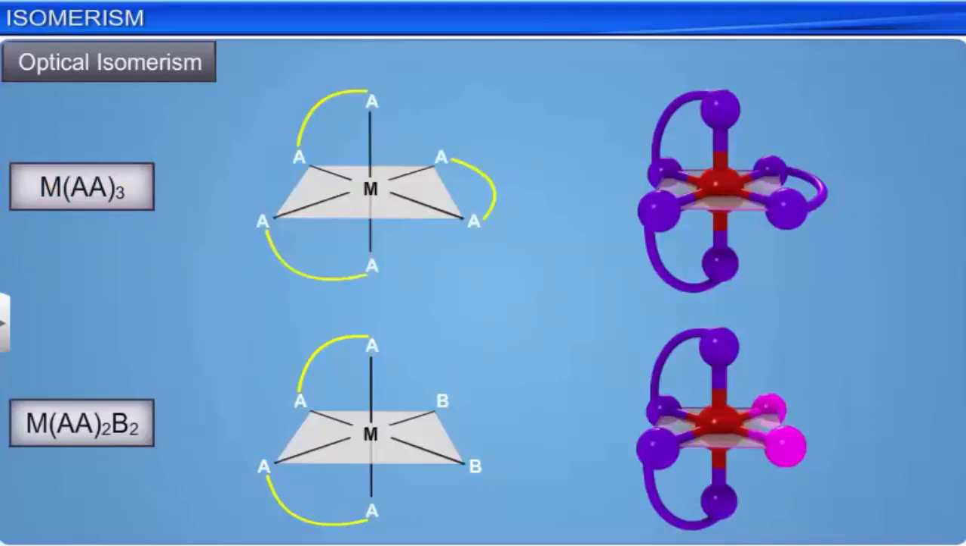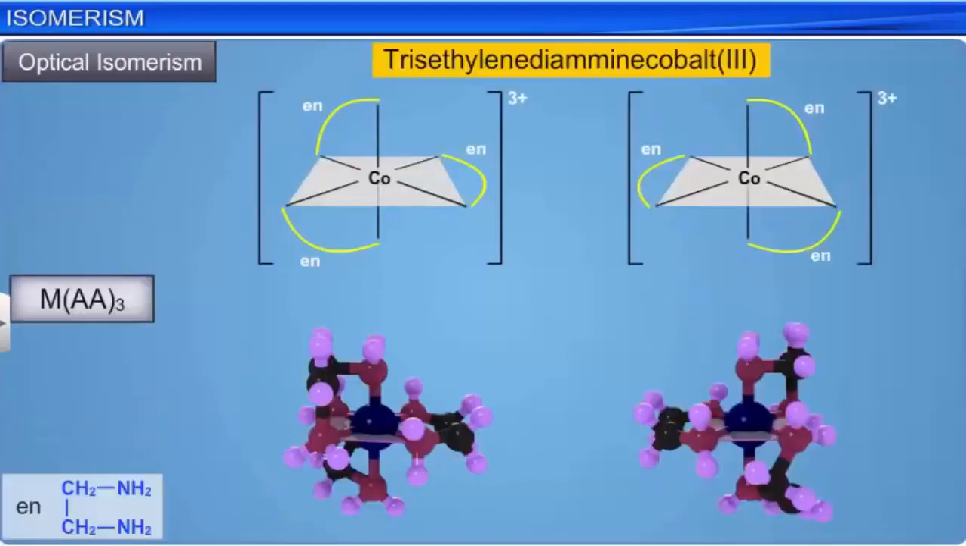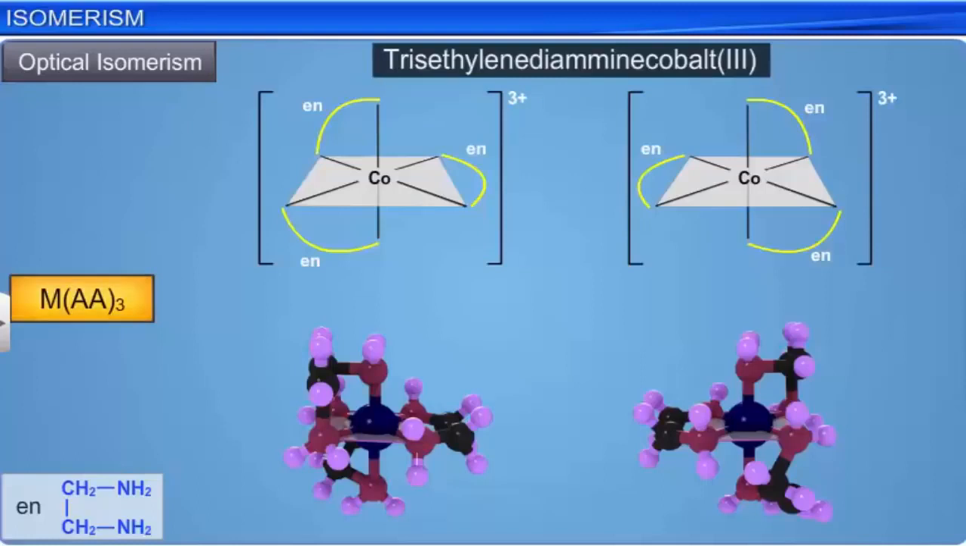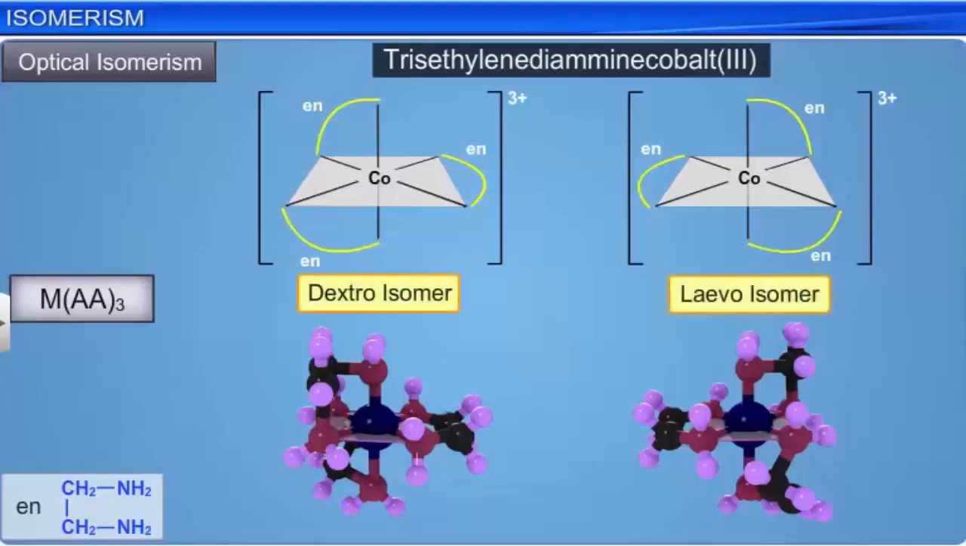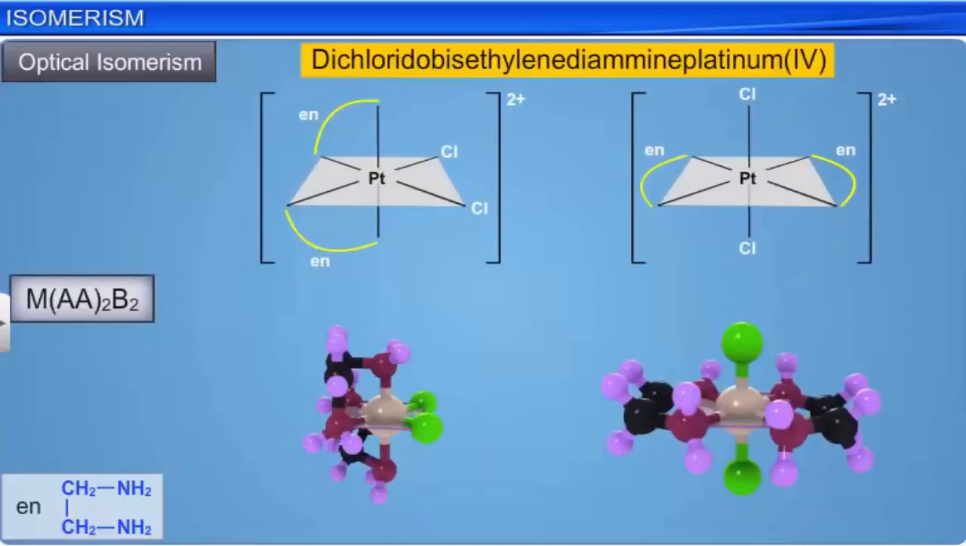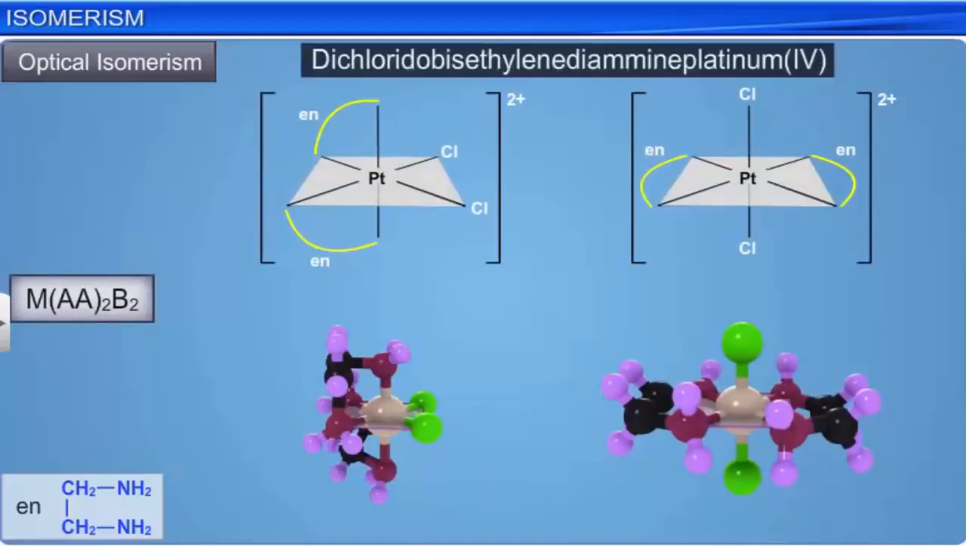Tris-ethylenediamine cobalt(III) is the best example of an optically active coordination compound of the type MAA3, which has only bidentate ligands. The dextro and levo isomers of this complex are shown here. Dichlorido-bis-ethylenediamine platinum(IV) is an example of an optically active coordination compound of the type MAA2B2 containing both monodentate and symmetrical bidentate ligands. Note that only the cis isomer of this complex shows optical activity. Its trans isomer shown here is optically inactive because its mirror image can be superimposed on itself.